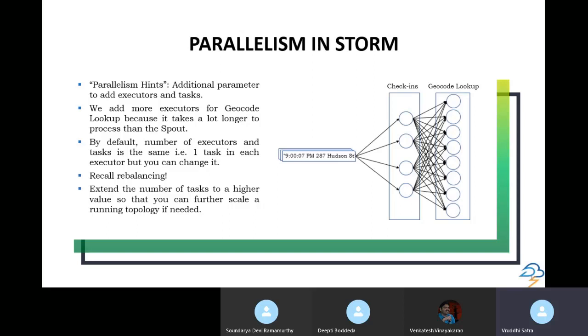Recall rebalancing. We know that our demand is going to increase in future. So we want to add more executors in a running topology without having to stop it. But we know that we cannot add tasks. So let's set the number of tasks to a higher value, let's say 64. So when the number of executors increases in future, it will be helpful for us.